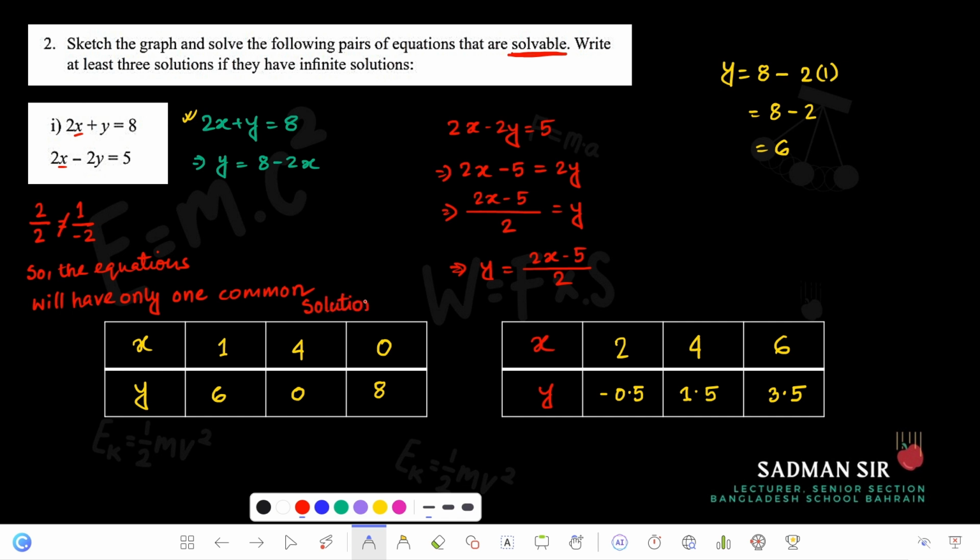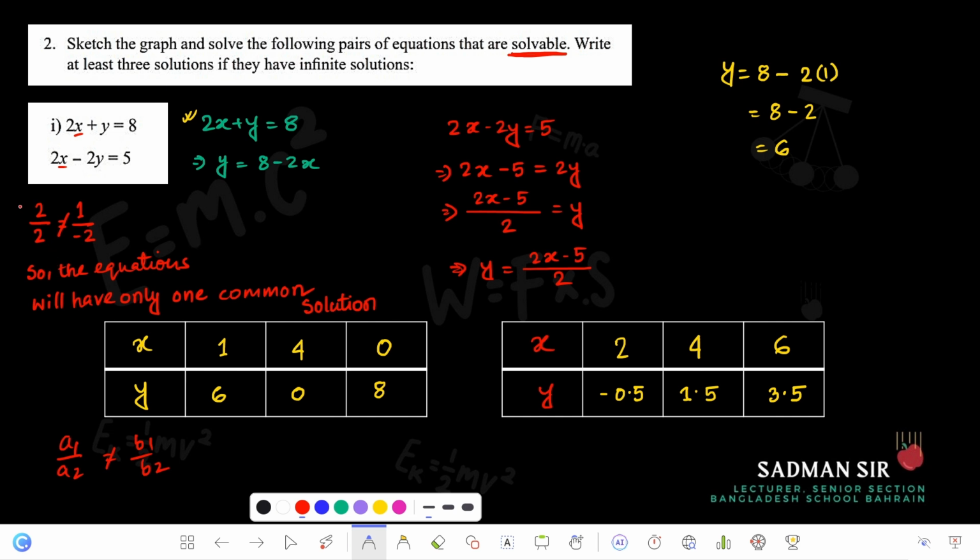Sorry, I forgot to write this one first, but if you have a little bit of space in your answer script, then kindly write this one at the very top, even before writing all this. Now, from where did this come? If you remember in question number 1, again I said that we learned if a1 by a2 is not equal to b1 by b2, it is that case. The equations are consistent and there will be only one solution, and in the graph, if we plot them, we will get two intersecting straight lines.